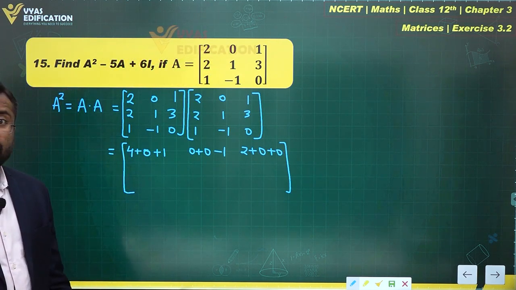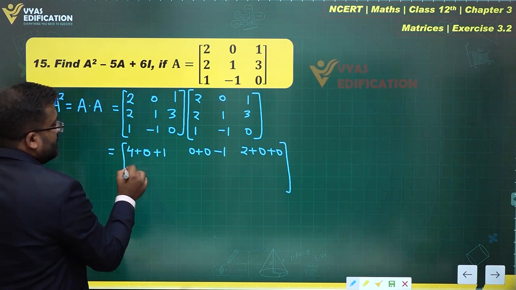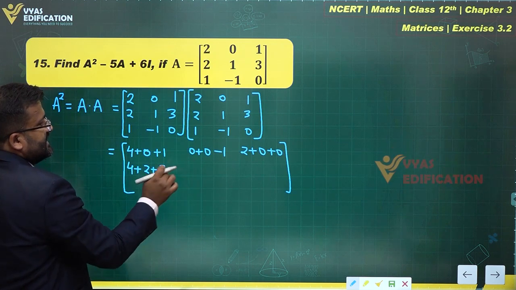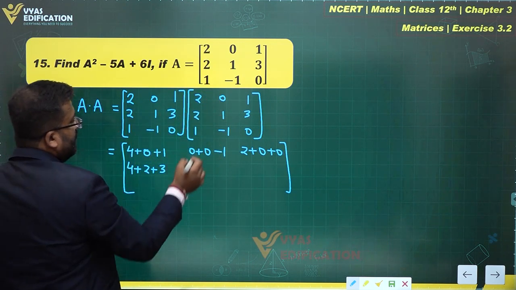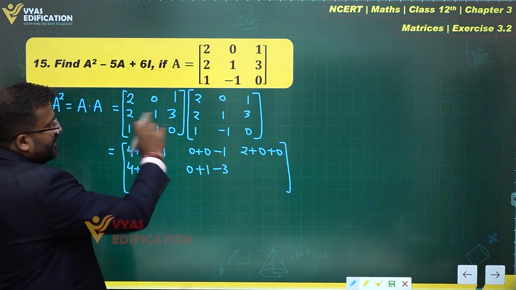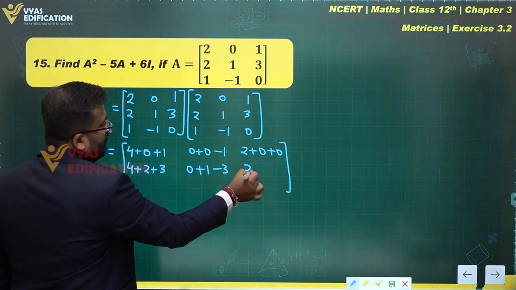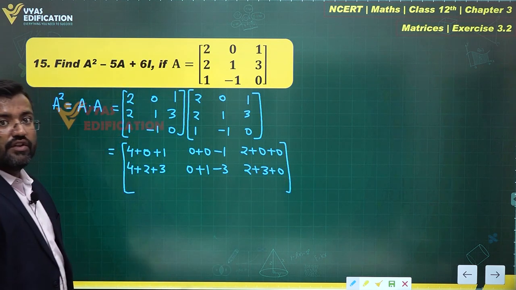What next? The second row, 2, 1, 3, gets multiplied by 2, 2, 1. 2 times 2 is 4, plus 2, plus 3 times 1 is 3. Then 2, 1, 3 gets multiplied with 0, 1, minus 1. 2 times 0 is 0, 1 times 1 is 1, 3 times this is minus 3. The last, 2, 1, 3, gets multiplied with 1, 3, 0. 2 times 1 is 2, 1 times 3 is 3, 3 times 0 is 0. This is what you have.